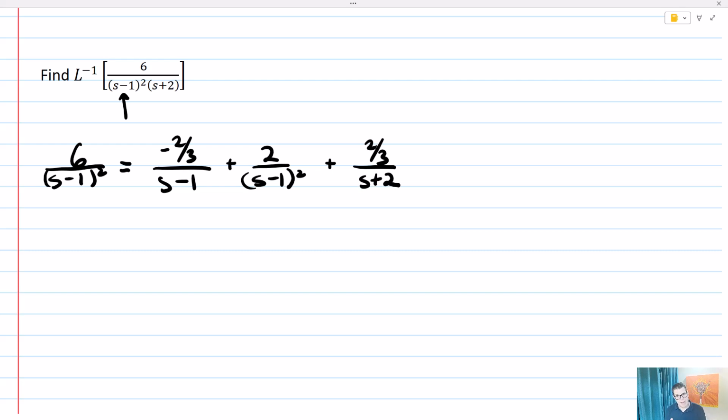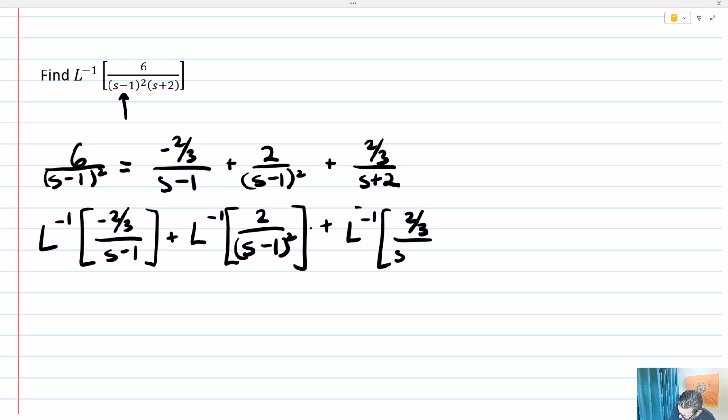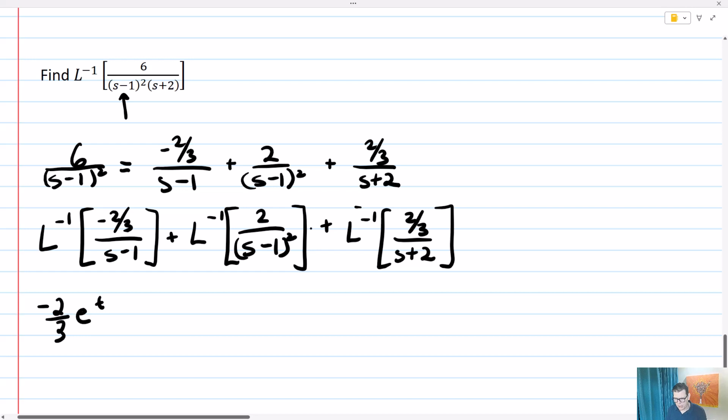So now what we have to do is we're going to go find the inverse Laplace transform of each one of these. So the inverse Laplace transform of negative 2/3 over s minus 1, the inverse Laplace transform of 2 over s minus 1 squared, the inverse Laplace transform of 2/3 divided by s plus 2. This first one is going to end up being negative 2/3 e to the t. And that's their standard Laplace transform.